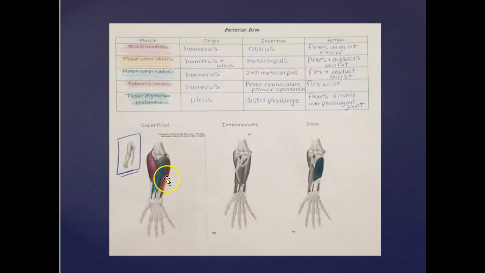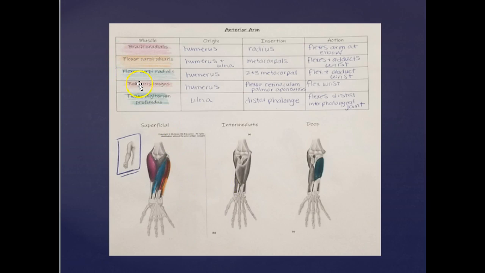On the far side, you will have your flexor carpi ulnaris. Think of it on the ulna side, the pinky side. It's going to move your metacarpals in the hands. It's going to attach to the humerus and the ulna. And it's responsible for flexing and adducting your wrist, hence the name flexor.